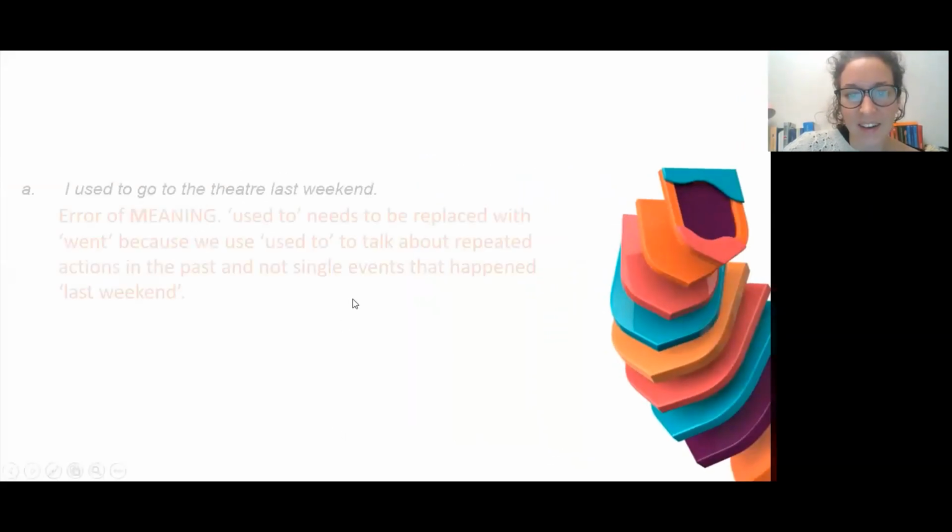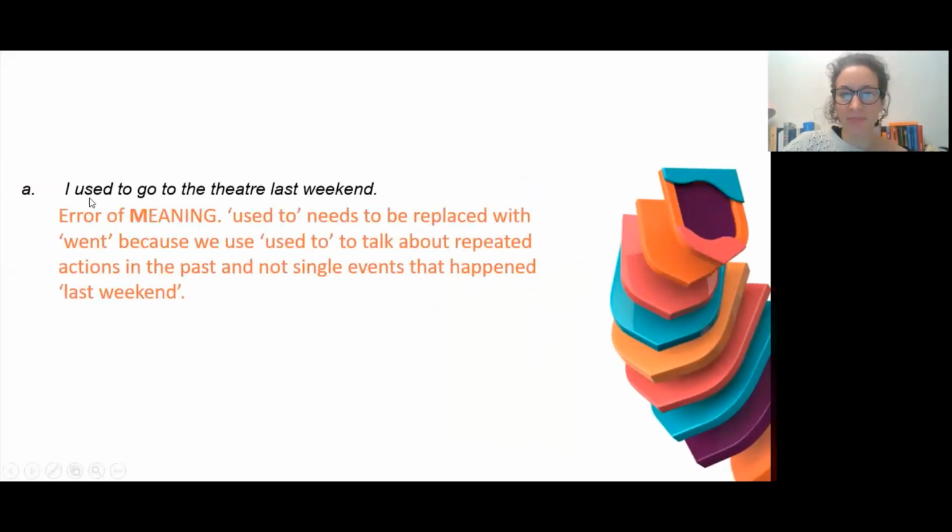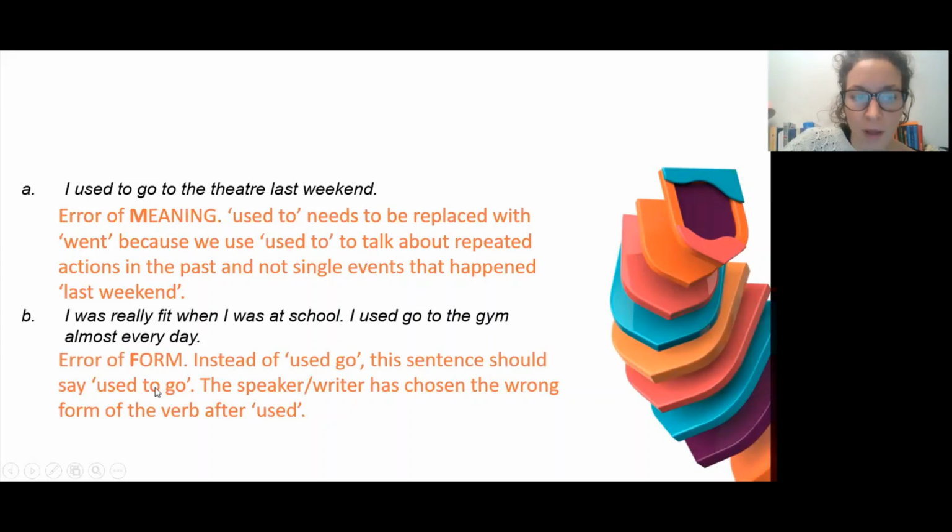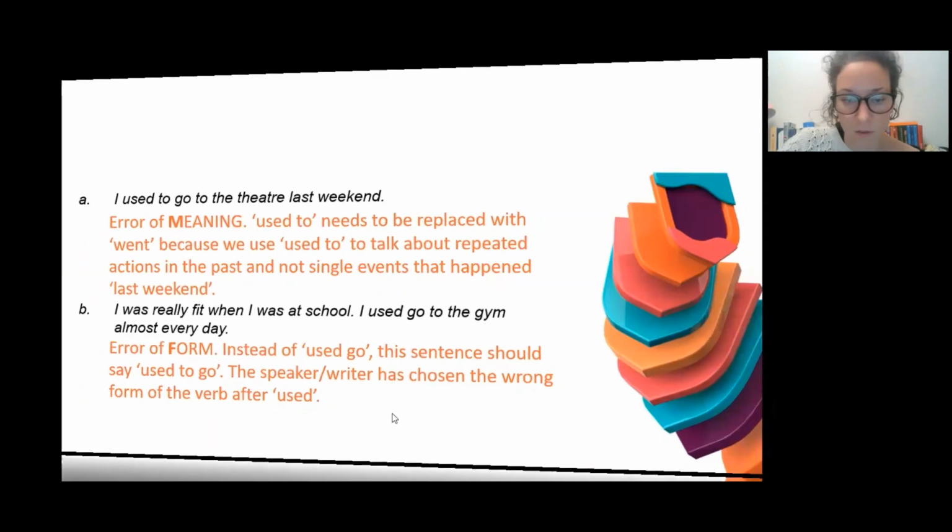So for that, we have a proper explanation and abbreviation we should keep in mind when we go to the grammar lesson. For errors of meaning, then we have errors of form, which is sentence B. I was really fit, and so on. I used go. Yeah, this is the error of form. We need to say used to go because this is the structure.